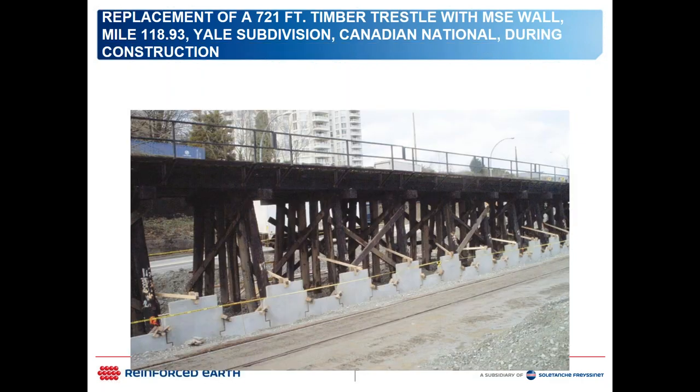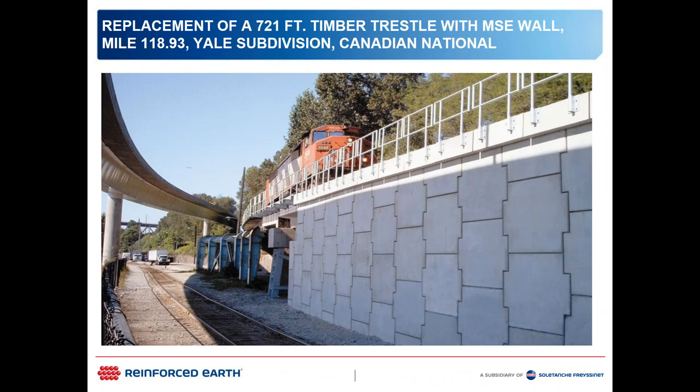As you could see here, this is the existing trestle bridge. An MSE structure was built around it, built all the way up to the top. And once the MSE structure was taken all the way up to the top, then they could decommission each line one by one, thus minimizing the downtime on the tracks. This shows the completed structure for the project for Canadian National.